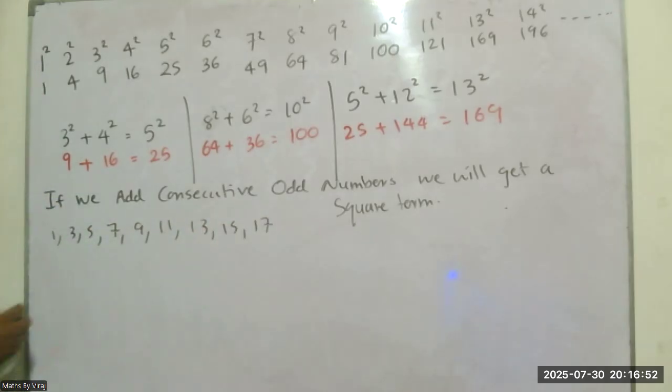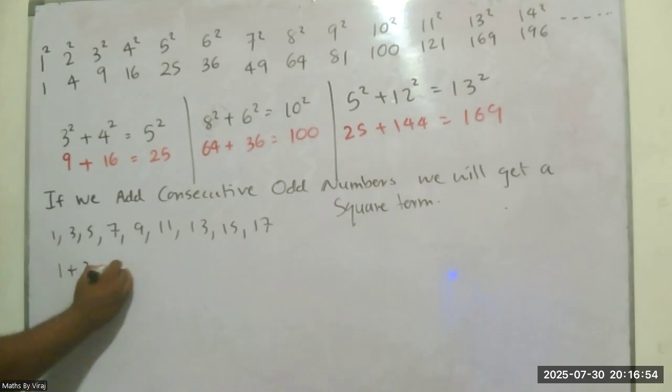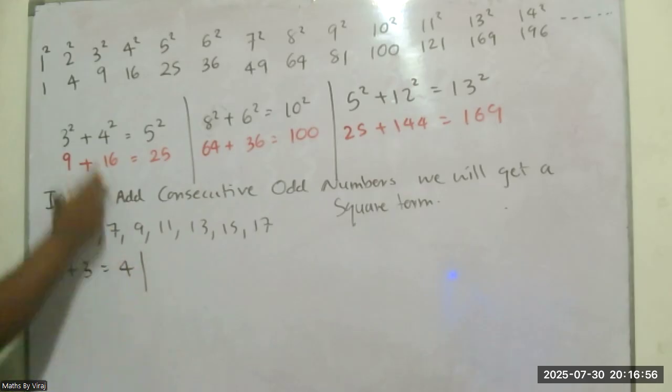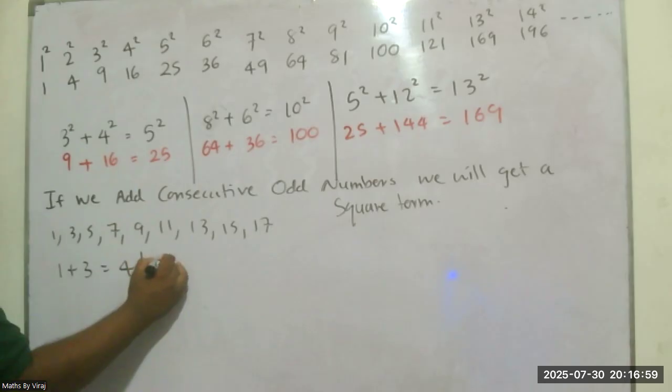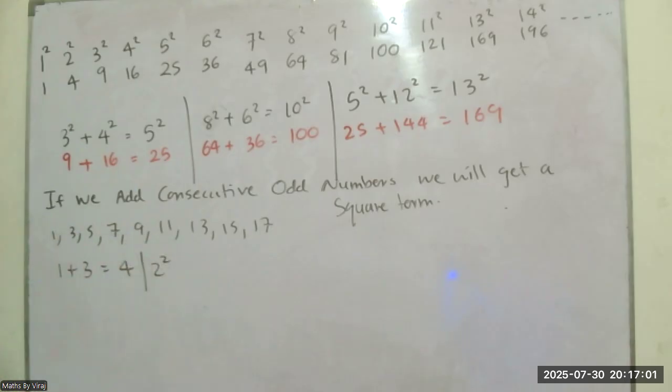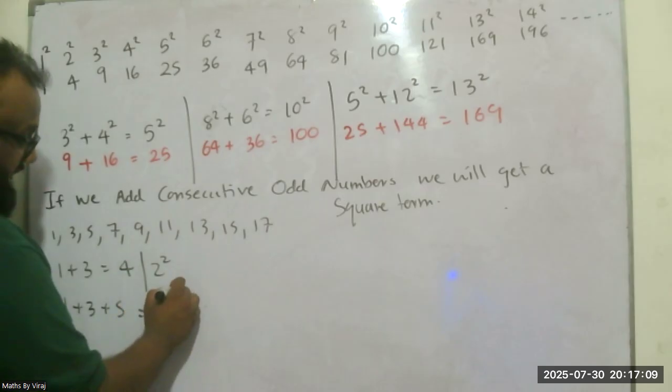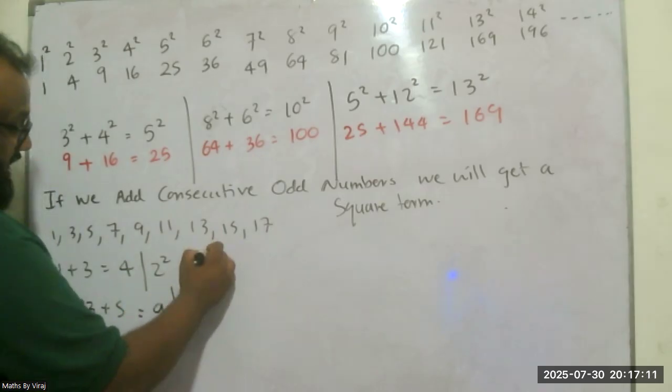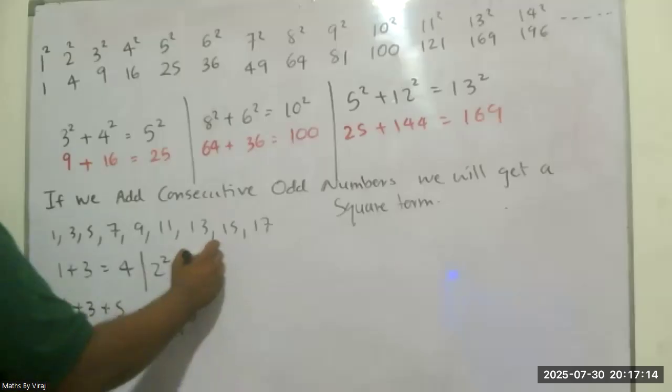Now if we add 1 and 3, what do I get? 4. What is 4? 4 is 2 squared. Understood? Next we have 1 plus 3 plus 5. 1 plus 3 is 4, and 4 and 5 is 9. What is 9? 3 squared. Let's add the other one.